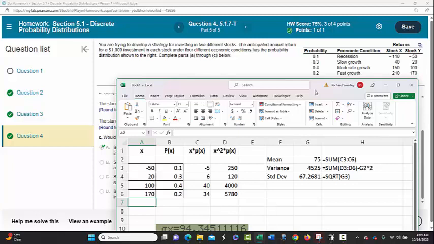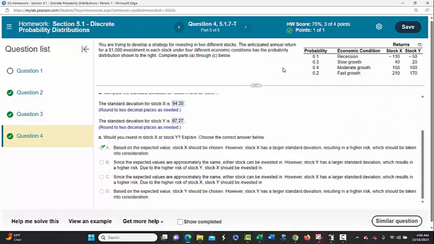And okay, that concludes this section on the discrete probability distributions.